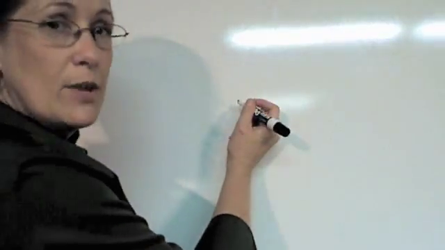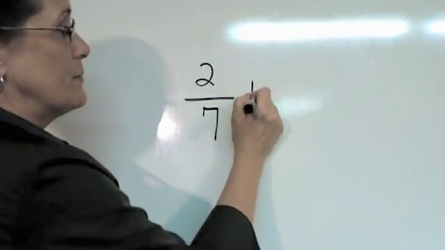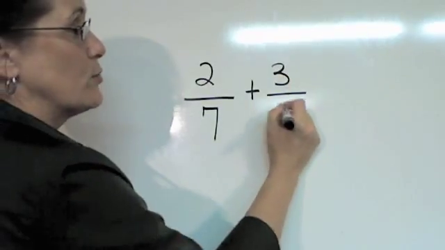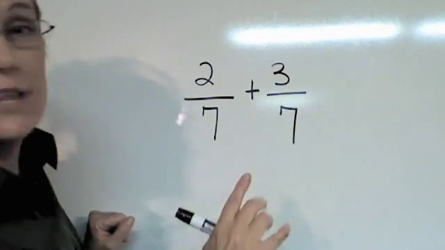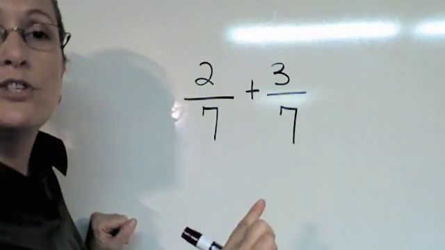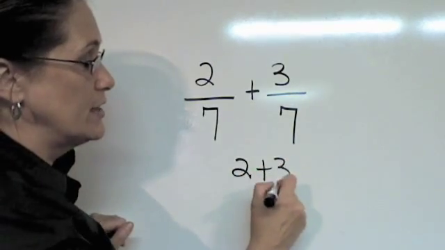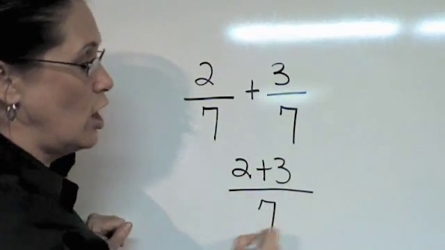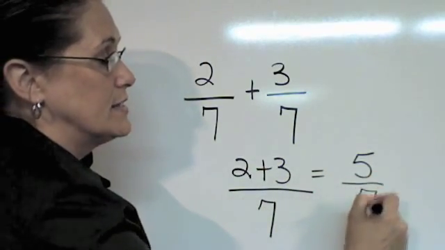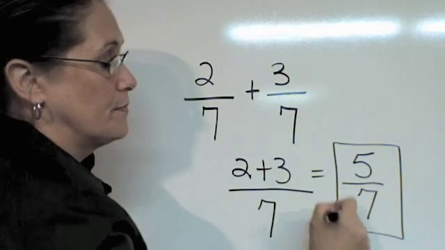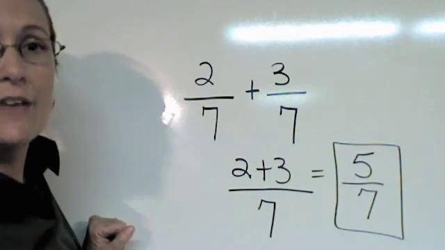So if your denominator is already the same, for instance, if I have 2/7 and I add it to 3/7, the rule is if the denominator is already the same, then all you have to do is add the numerator. So this becomes 2 plus 3 in the numerator all over the common denominator. In other words, you get 5/7. 2/7 plus 3/7 is 5/7.